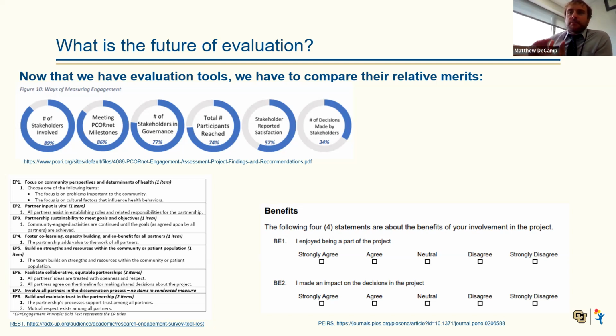So I think you'll see, like in the top left, we have some of these structural parts of engagement, the number of people involved, the number of stakeholders in governance, total number of participants reached, right? In the lower right, there are questions that evaluate the impact of an engagement activity on the participants themselves. Did they enjoy being part of the project? And in the lower left, the REST tool, sort of different questions. The focus is on problems important to the community. So asking individuals to assess whether a particular project or program has really been something that's of focus for a particular community. So I think very different flavors, different senses of evaluation here.